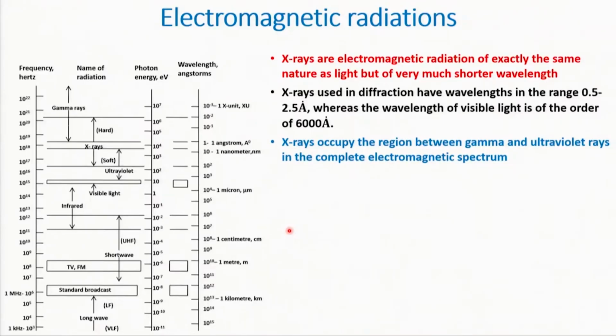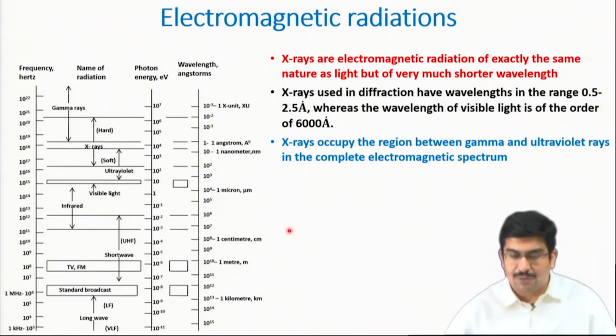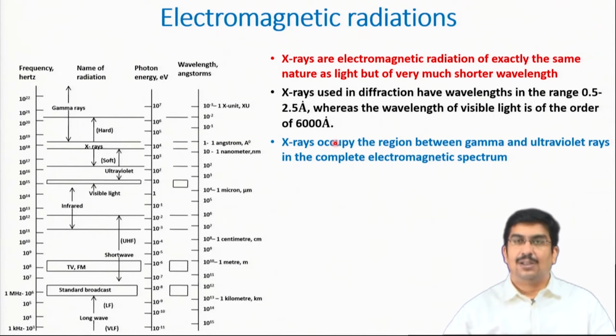So, the electromagnetic radiation, as the name suggests, obviously has an electrical component and a magnetic component, and X-rays are electromagnetic radiation and they are exactly of the same nature as light, but with a much shorter wavelength. The X-rays that we use for diffraction experiments have a wavelength in the range of 0.5 to 2.5 angstrom, whereas the wavelength of visible light is of the order of around 6000 angstrom, that is 600 nanometer we are talking.